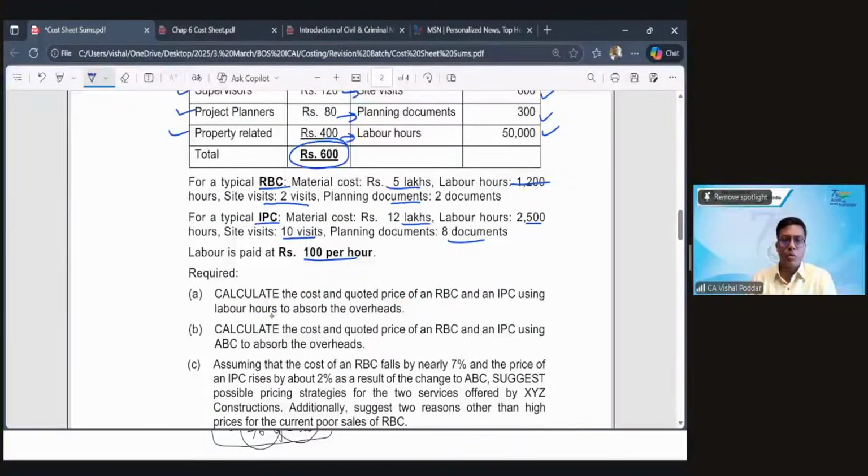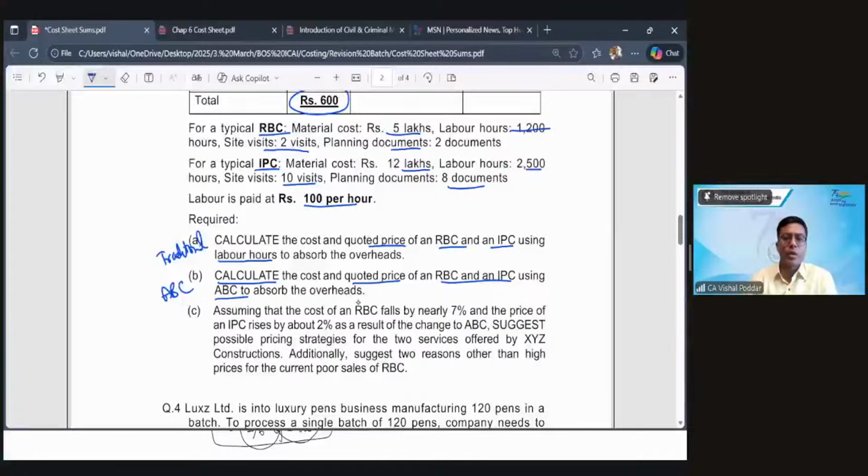Calculate the cost and quote the price of both the projects using the labor hour approach, which we call the traditional. Then again, calculate the cost and quoted price of both the projects using ABC. Further, assuming that the cost of RBC falls by 7% and the price of IPC rises by 2% as a result of change to ABC, suggest a possible pricing strategy for the two services offered. Additionally, suggest two reasons other than high prices for current poor sales of RBC.